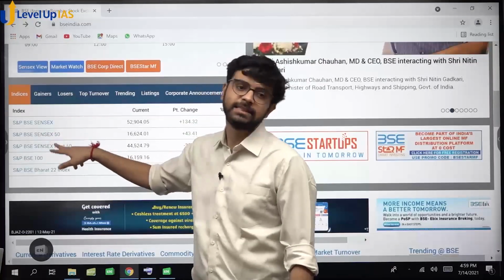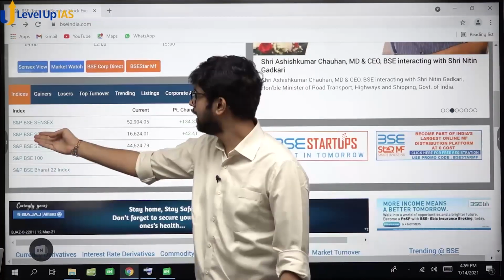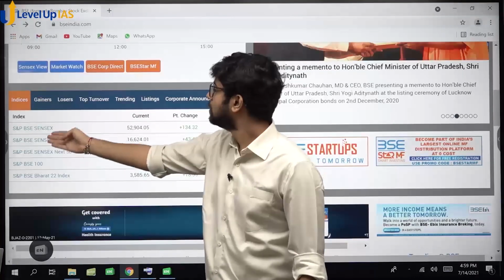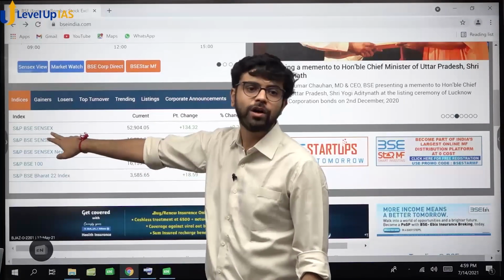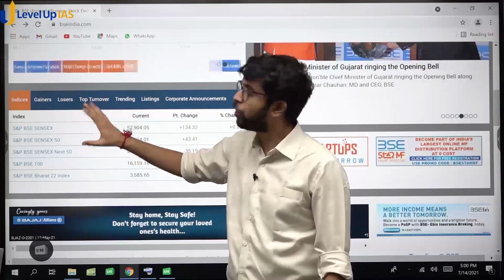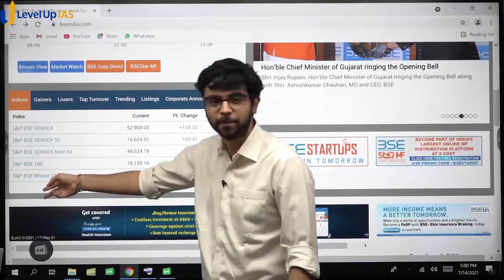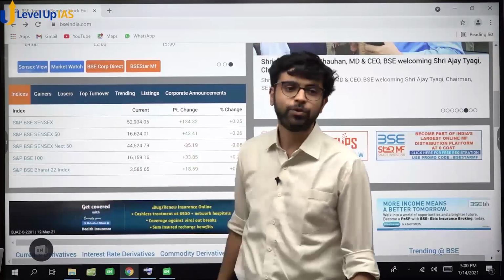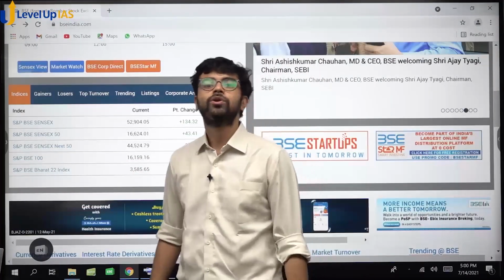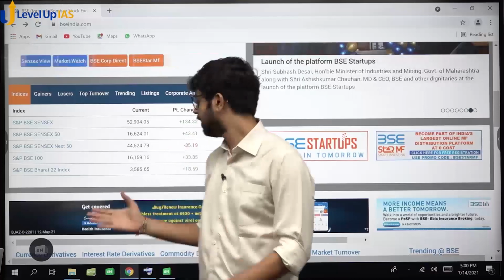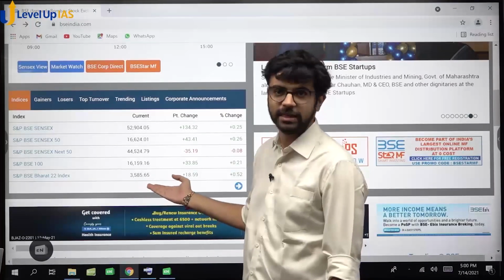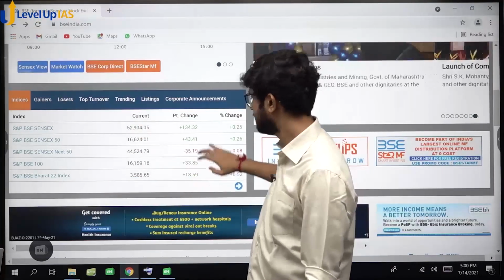There are different indexes, different baskets. So S&P BSE Sensex is for the top 30 companies. This is for the next 50. This is for the next 50. This is for 100 companies. This is for Bharat 22. It is a weighted average of a mix of 22 public sector enterprises. Okay? Different types of indices are here.